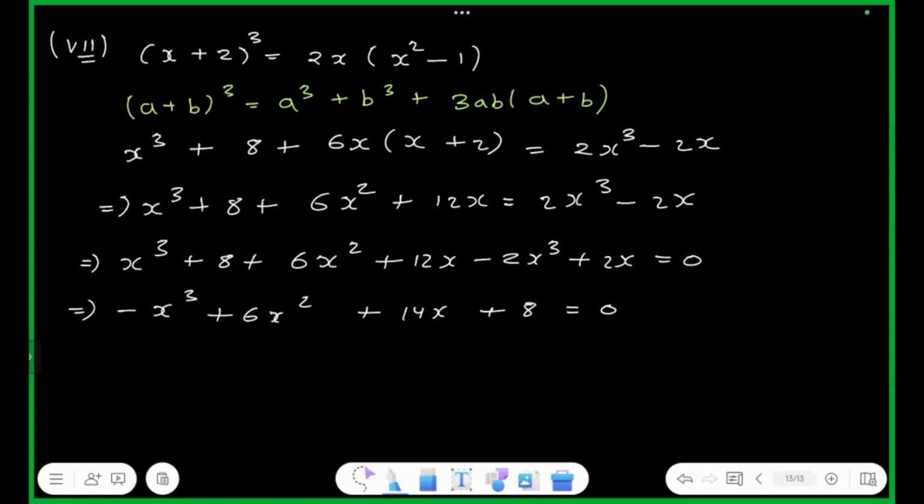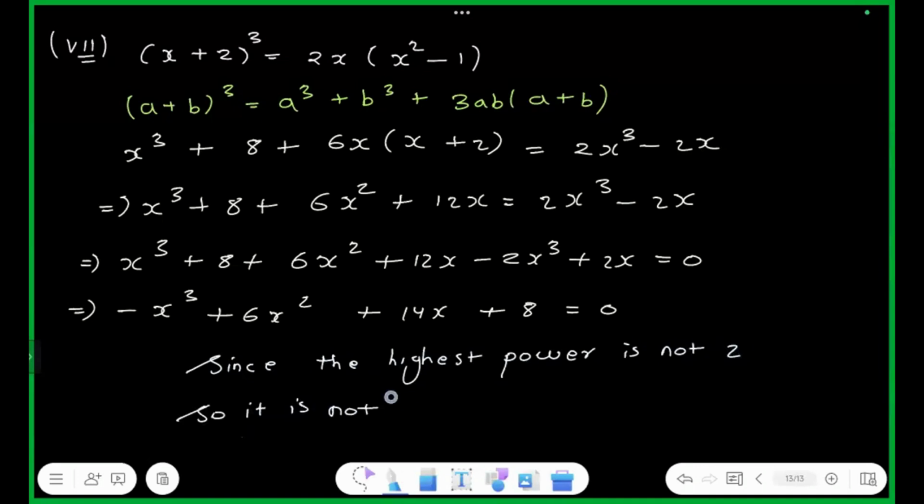It's a cubic equation. Where the power is 3, it's a cubic equation, where the power is 1 it's linear, and when the power is 2 it's quadratic, as I told you in the intro class. So since the highest power is not 2, it is not a quadratic equation. Please write it down.